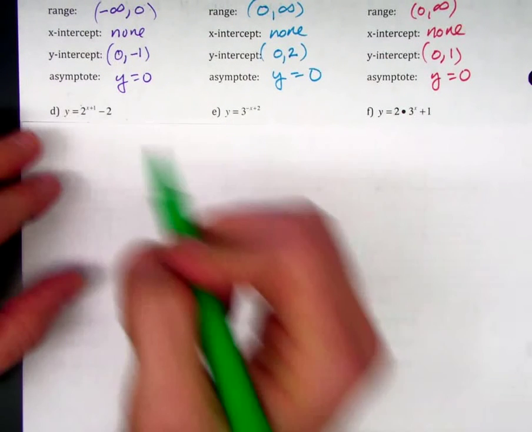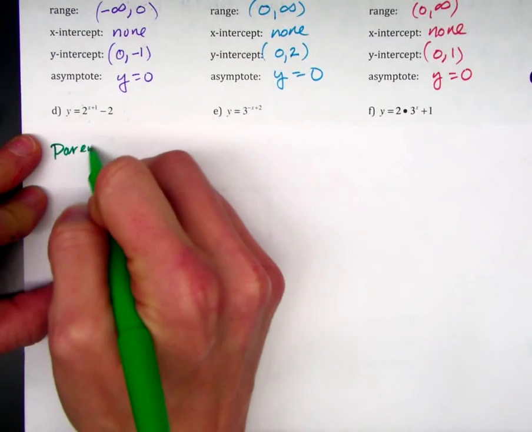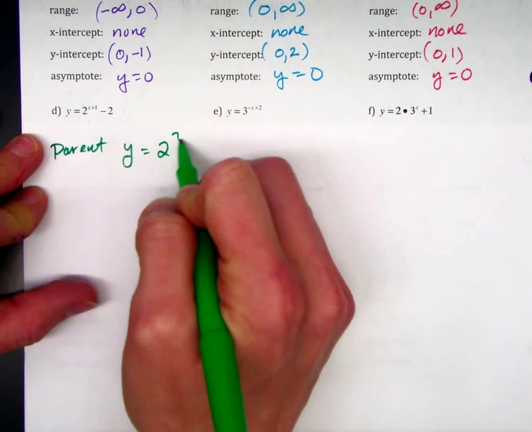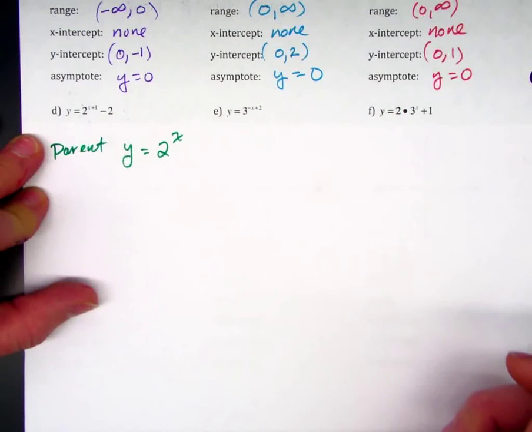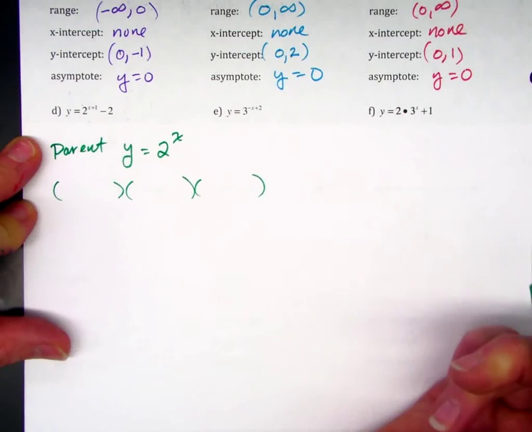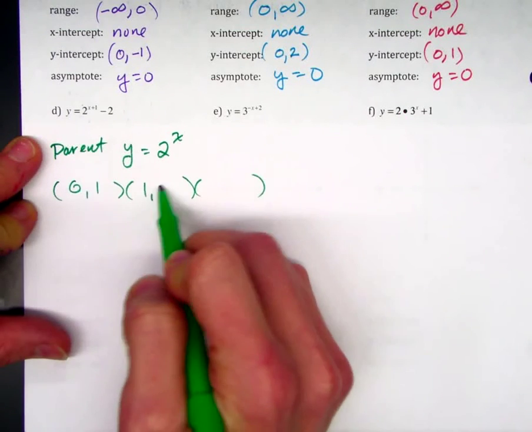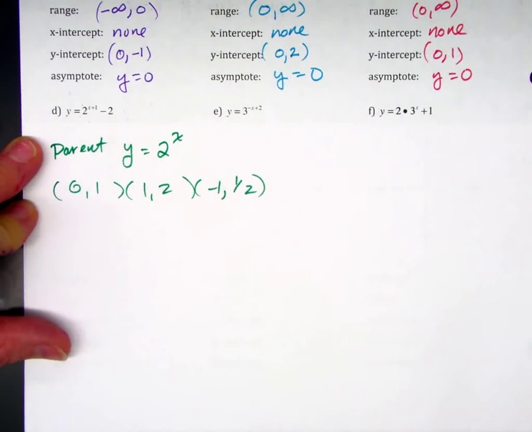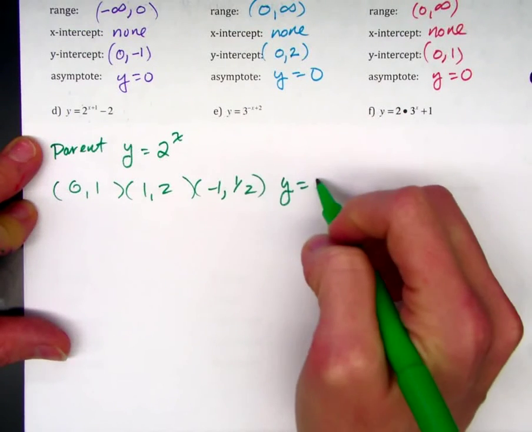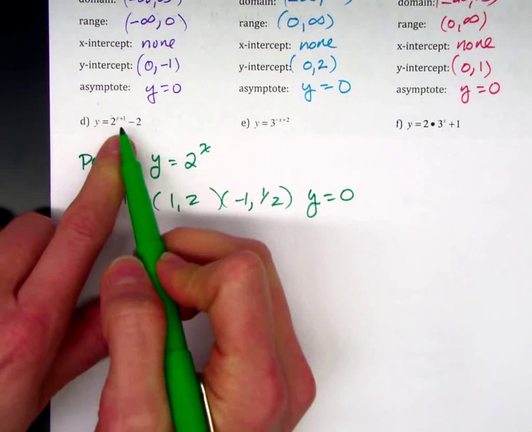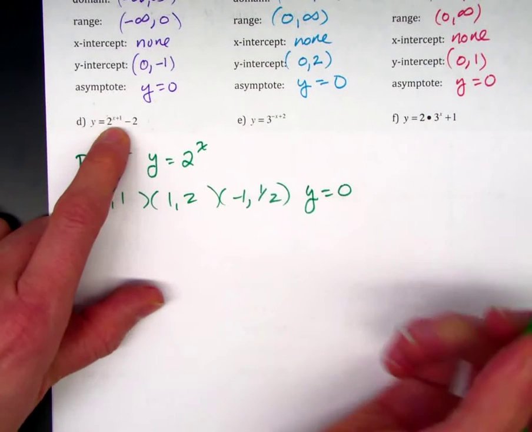Two to the x, perfect. So our parent function is y equals 2 to the x. All right, that's our parent function. And because of that, we have our 3 points. And the points are 0, 1, 1 base, -1 reciprocal. Okay, so it's a quick way we get our points. And we also know we have y equals 0 for the asymptote. Good so far?